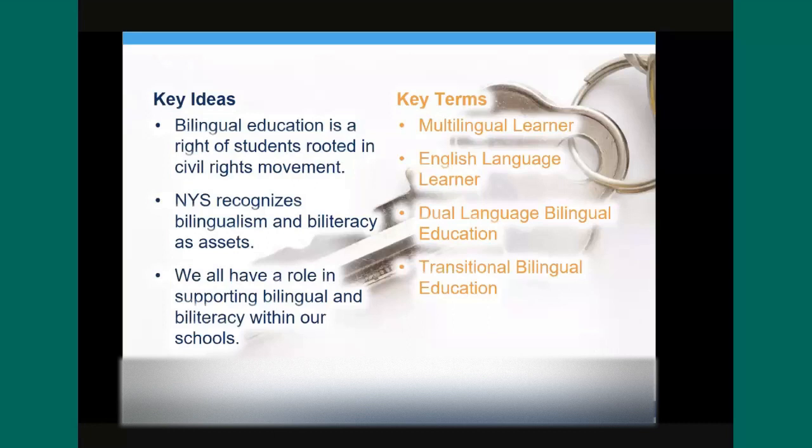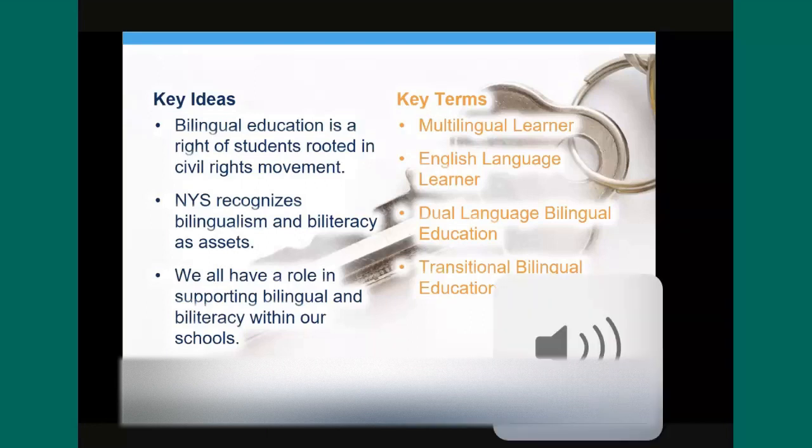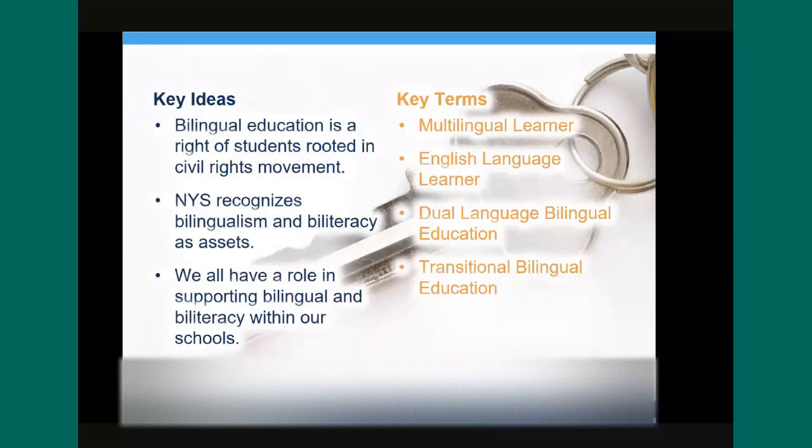So if you don't take anything else away from today's session, there are 3 key ideas, so just memorize this slide. Hopefully we all walk away understanding how bilingual education is a right for our students that actually has its origins within the civil rights movement across the country. We understand that in New York State, bilingualism and biliteracy are viewed as assets educationally, and the background on why. And that we all see our own role in how we can support bilingualism and biliteracy within our schools.